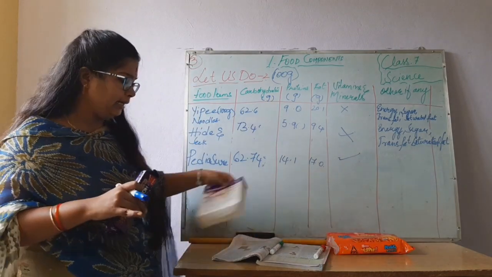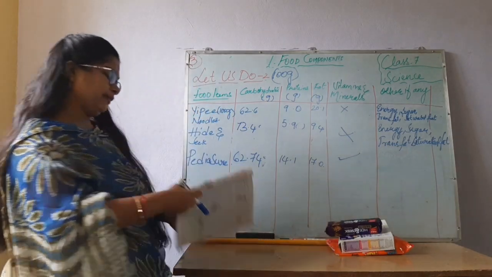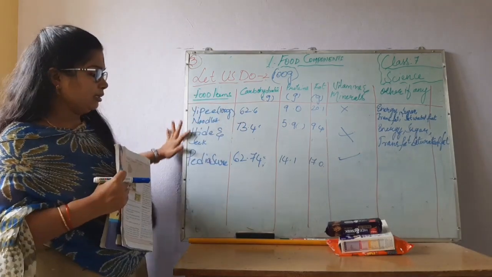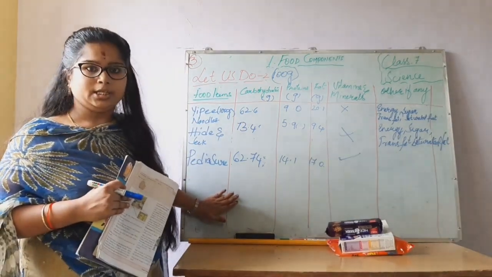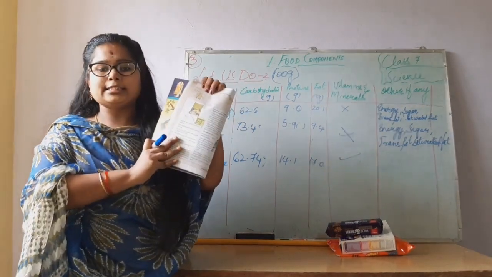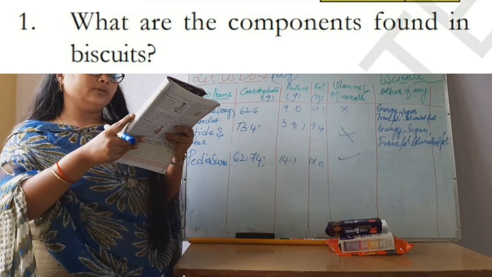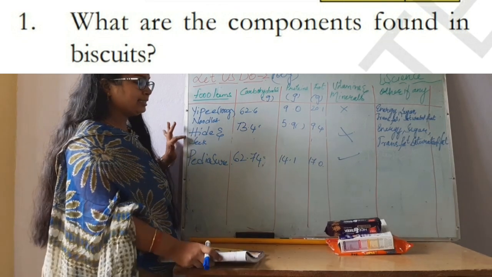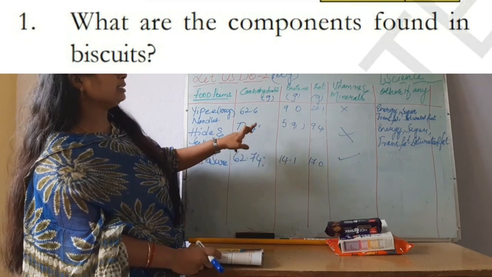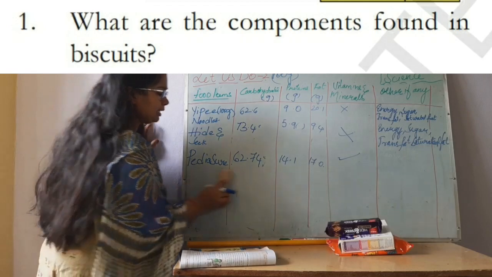So we will keep it aside, and we'll go with the questions down here. Here are some questions given. The same thing, remaining two you are supposed to write. Okay, and you are going to answer these questions. See, what is the first question? What are the components found in biscuit packet? Hide and seek is our biscuit packet. What are the components you are going to find? Carbohydrates, proteins, and fats. Our first answer is carbohydrates, proteins, and fats.